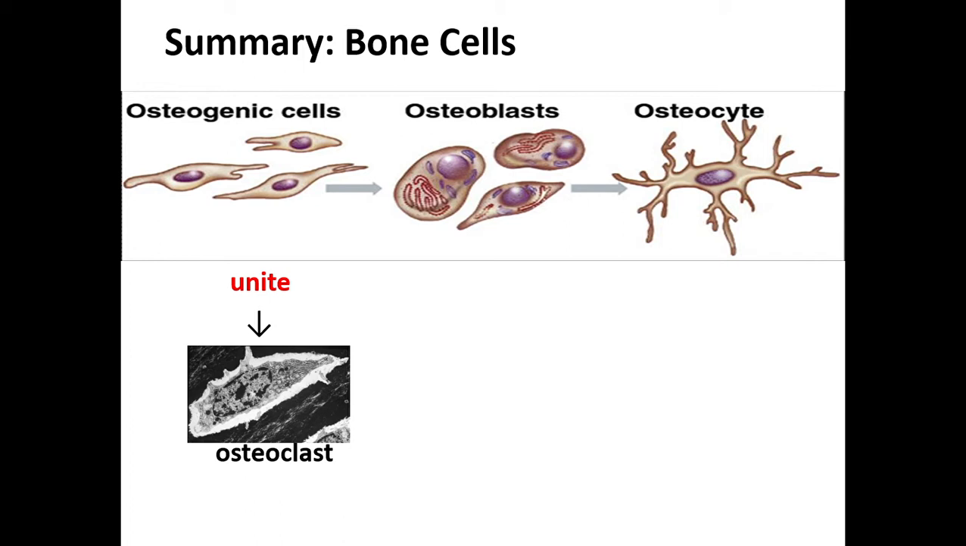I would like you to focus on the illustration of the osteocytes. They have this cytoplasmic extension, because we will understand better how the canaliculi are formed in bones. Then from osteogenic cells, if they unite, they will form giant cells we call osteoclasts.